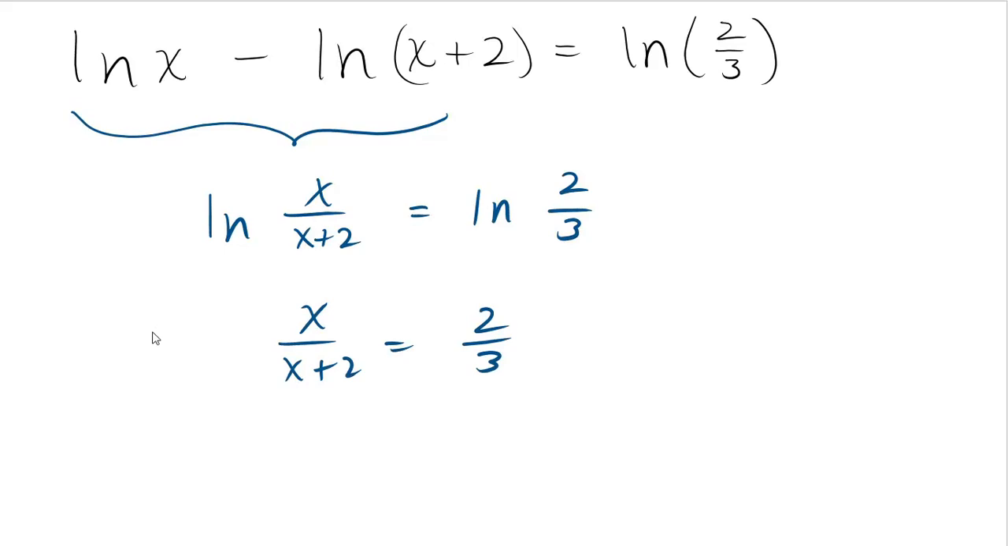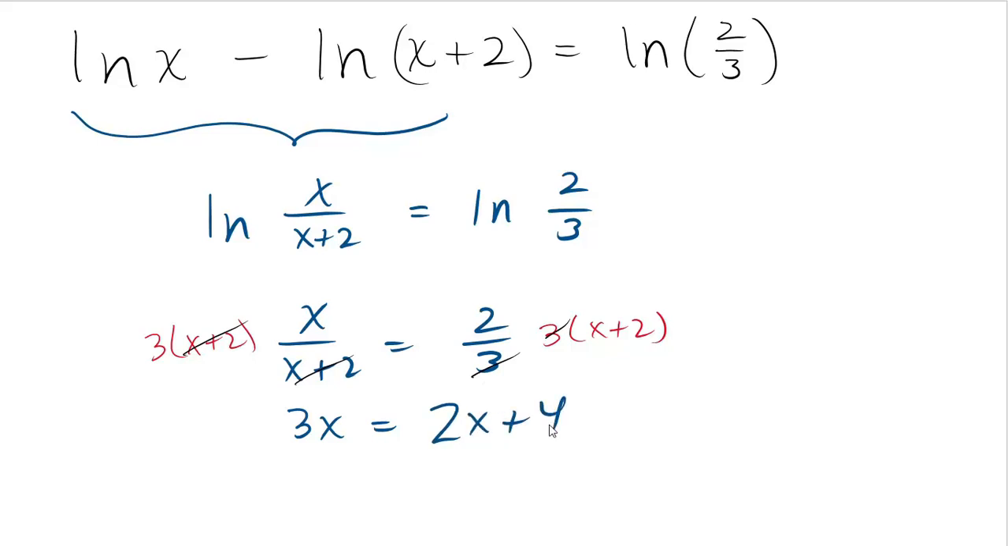I would multiply both sides by 3 times x plus 2. Another way to think of this is to cross multiply. The x plus 2's cancel on the left side, leaving us with 3x. The 3's cancel on the right side, leaving us with 2 times x plus 2, which is 2x plus 4. Subtracting 2x from both sides, we get x equals 4.